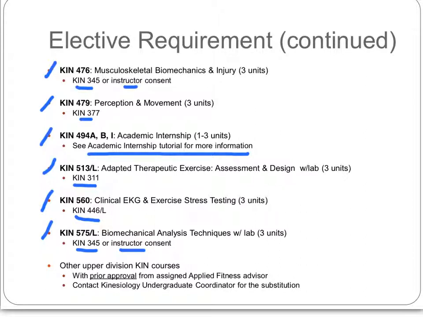You also have the option to request to take another upper division Kin course, but before you can do this and apply it towards your electives, you need to get prior approval from your Applied Fitness advisor. Once you've received approval from your advisor, you need to contact the Kinesiology undergraduate coordinator to request that a substitution be made on your DPR.